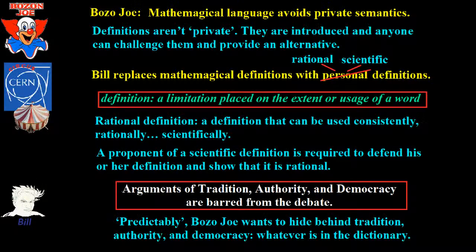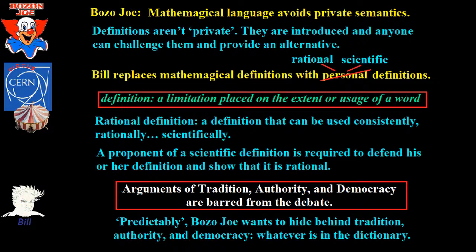Okay, so he continues, says, mathematical language avoids private semantics. Okay? Yeah, the definitions aren't private. They are introduced and anyone can challenge them and provide an alternative. Okay? So, anyone can present a definition. You don't like the definition, you had better have a better mousetrap, period. That's the way it is.